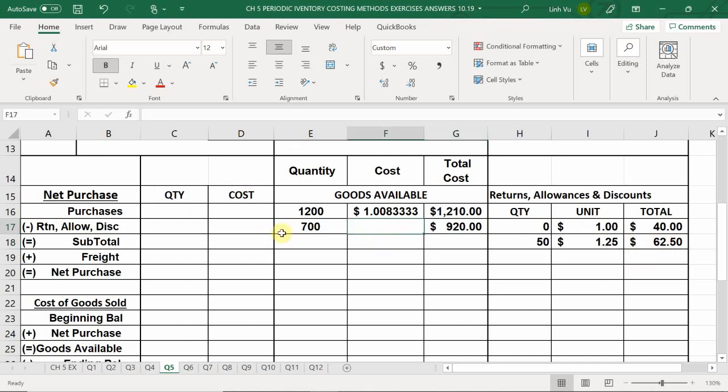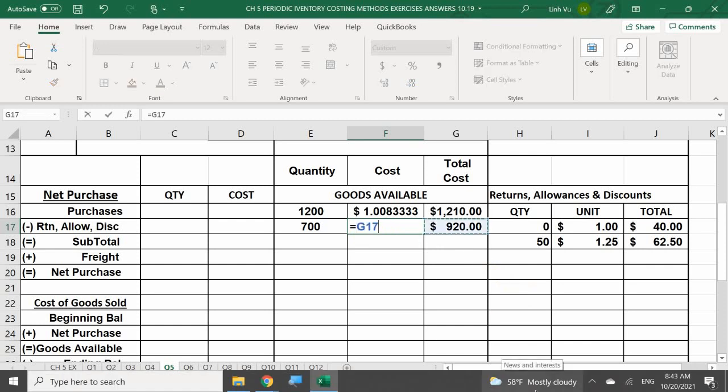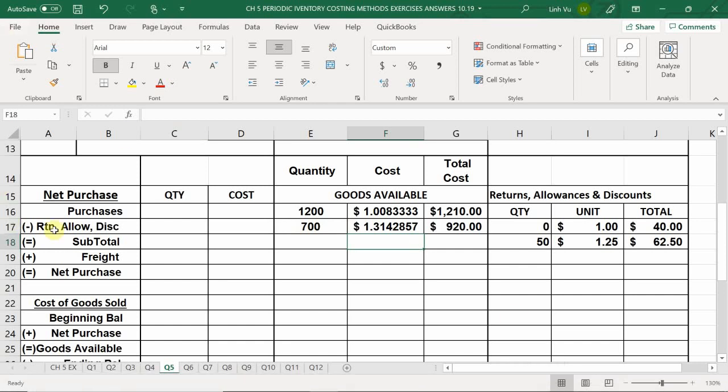So now, because I have two completely new figures, a new quantity and a new total cost, I need to figure out what my new cost per item is going to be. $1.314285.